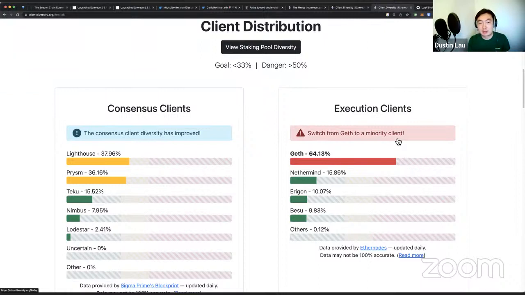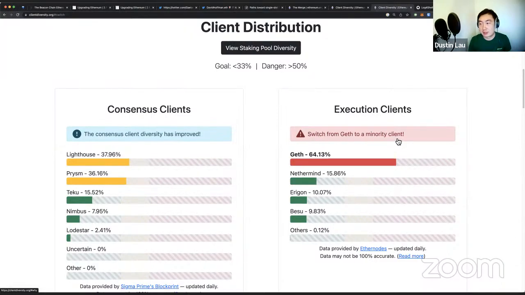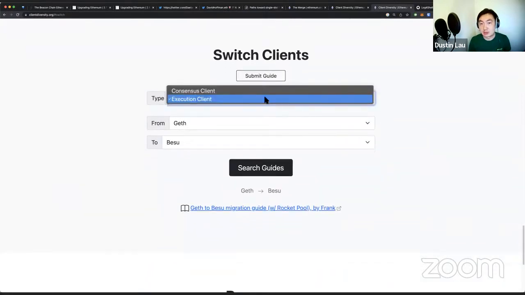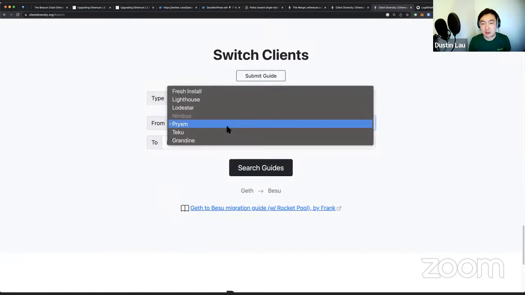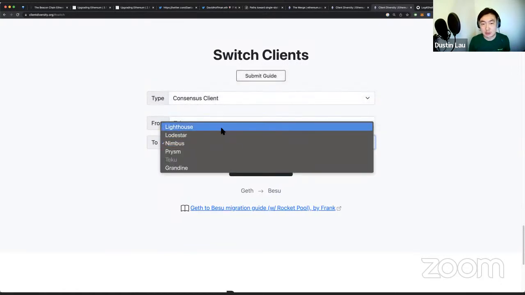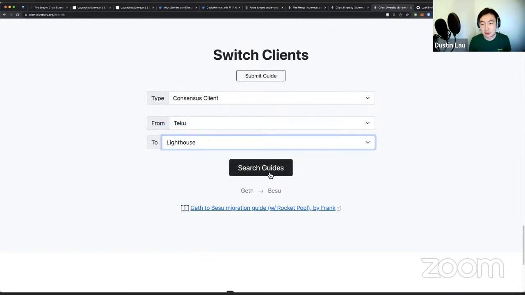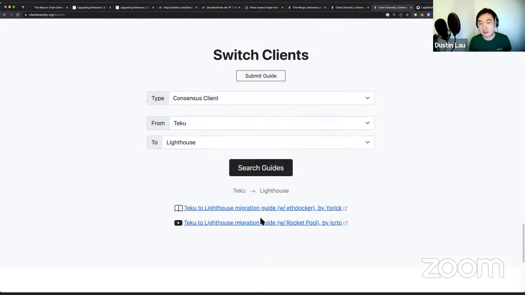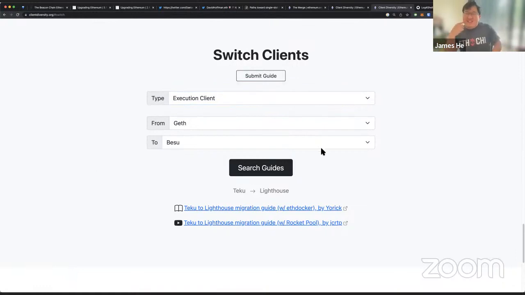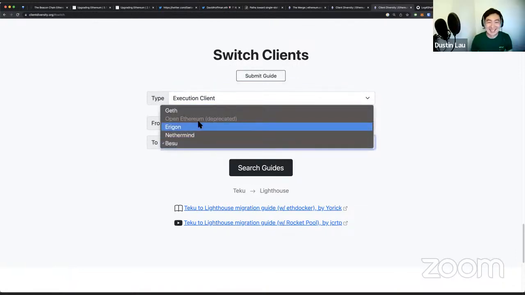It gives you an idea of whether you are contributing to a centralization issue by going with a majority client, or whether you want to support a minority client. And then, if you do have a specific client that you're currently using, they also tell you how you can switch from one client to another. So, for example, if you're currently using Teku and you want to switch to Lighthouse, then you would search for guides, and it gives you all the guides that are available. This is a reading guide. This is a YouTube guide. You would want to do the reverse. Yeah, of course.